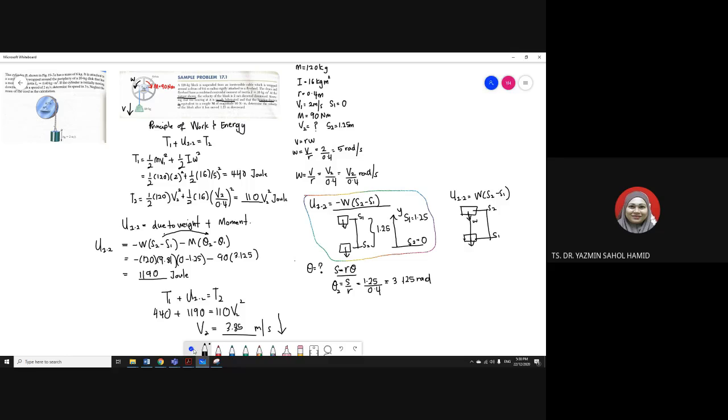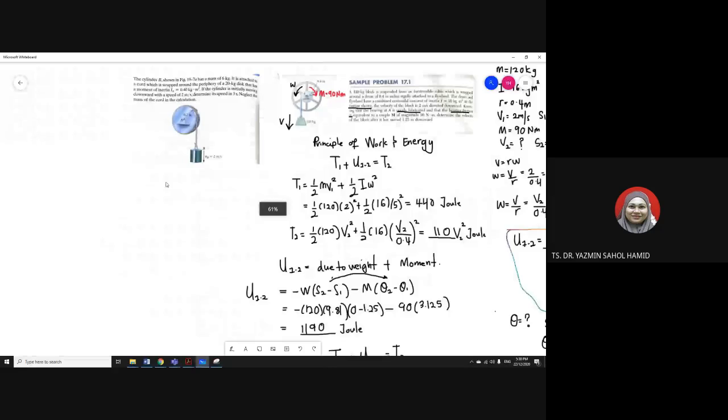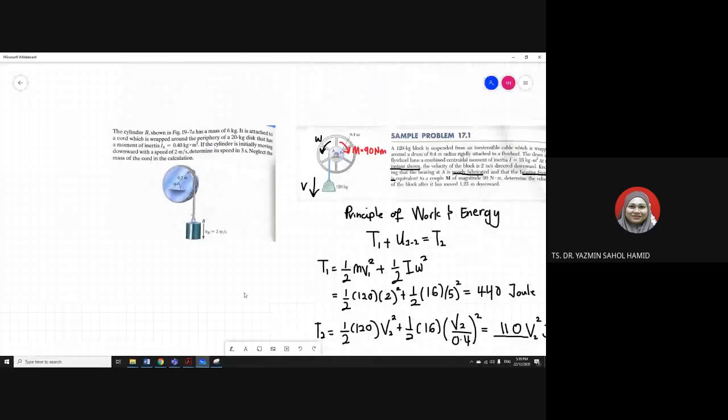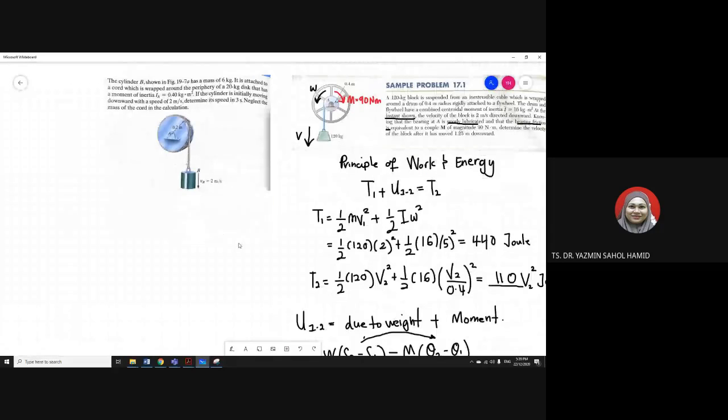Alright, so that is how to do the principle of work and energy. There are more examples in the textbook that you need to try. Okay, now this question is another question. Let's do this question.